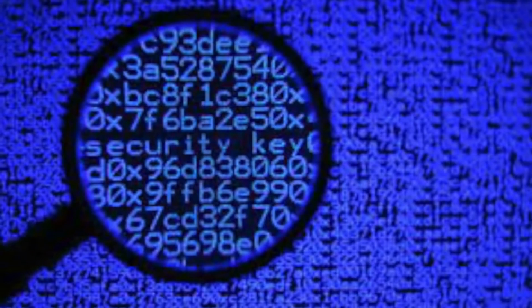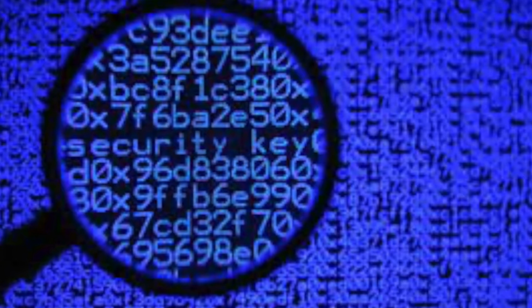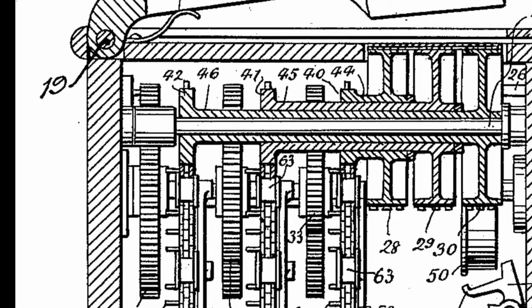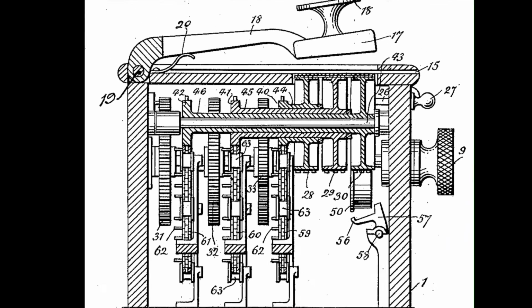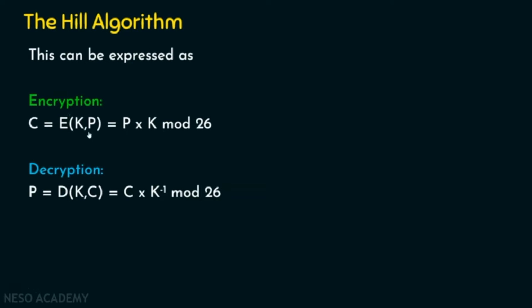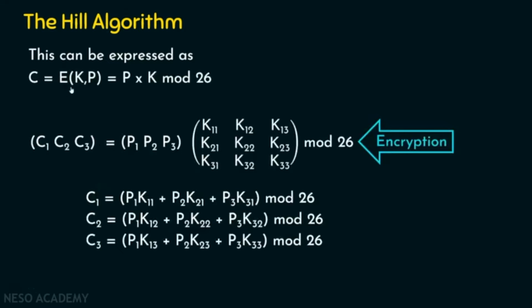So let's talk about how cryptography and linear algebra are related. In 1922, American mathematician Lester Hill created the Hill cipher, which used matrix multiplication to encode and decode messages written in English. The Hill cipher utilizes an invertible square key matrix that is only known by the sender of the message and the intended receiver or receivers.